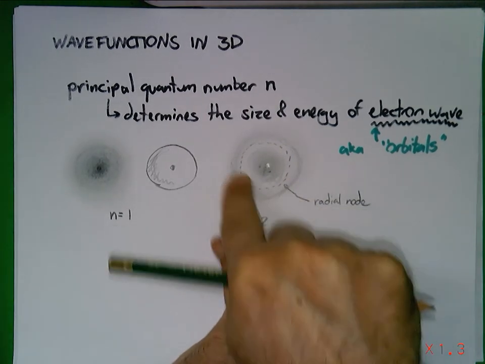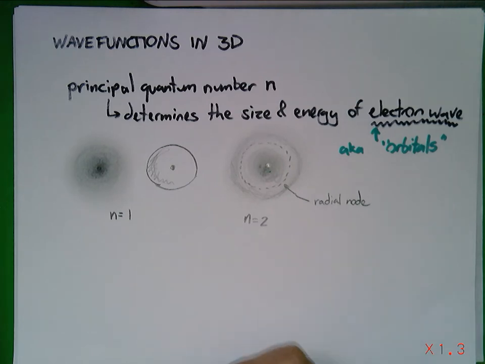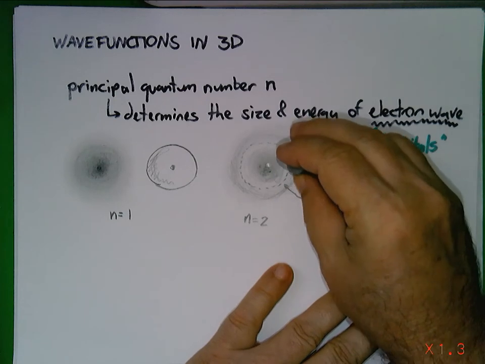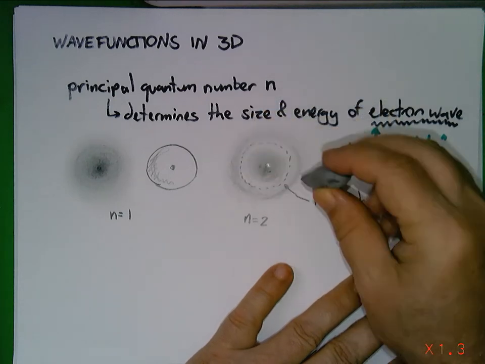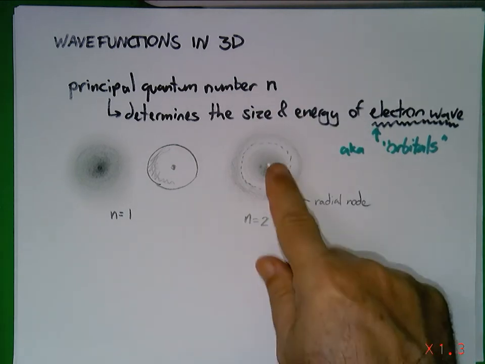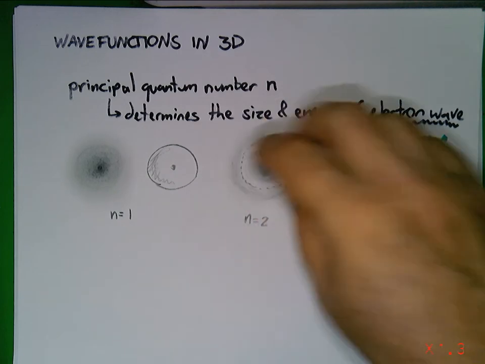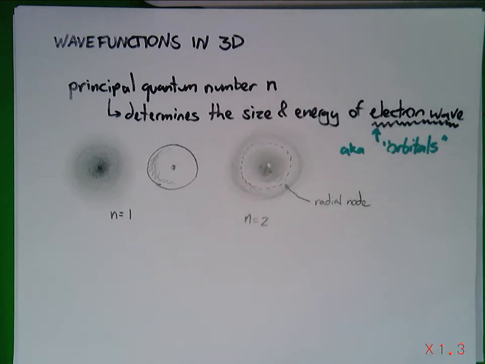When you're taking notes, draw these pictures. The act of drawing them kind of gets them in your head a little bit better. So there's kind of a dead spot where this radial node is. And this would be n equals 2 orbital, what it would look like. It's bigger and it's got a node in it, so there's a higher energy than the n equals 1.